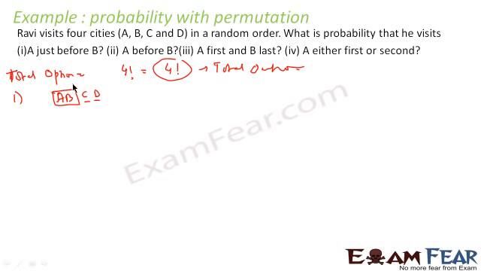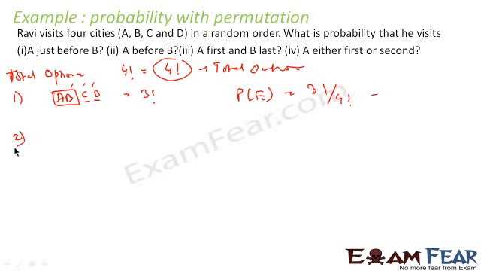So if you see there are 1, 2 and 3 units. So total permutation is 3 permutation. That means if A is just before B, he can visit the towns in 3 permutation ways. So the probability of this event is equal to 3 permutation by 4 permutation.